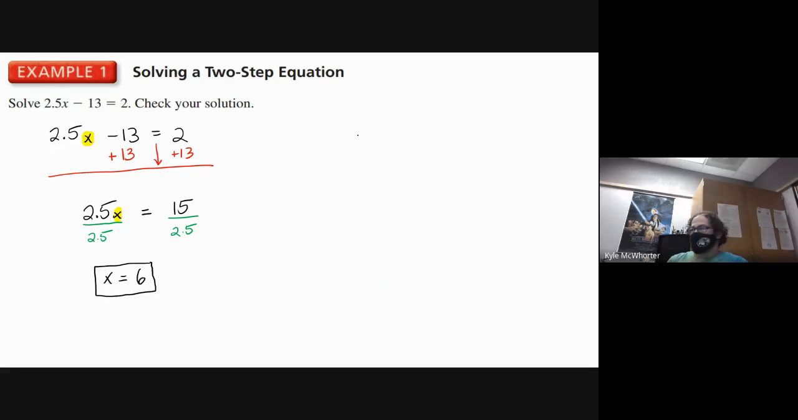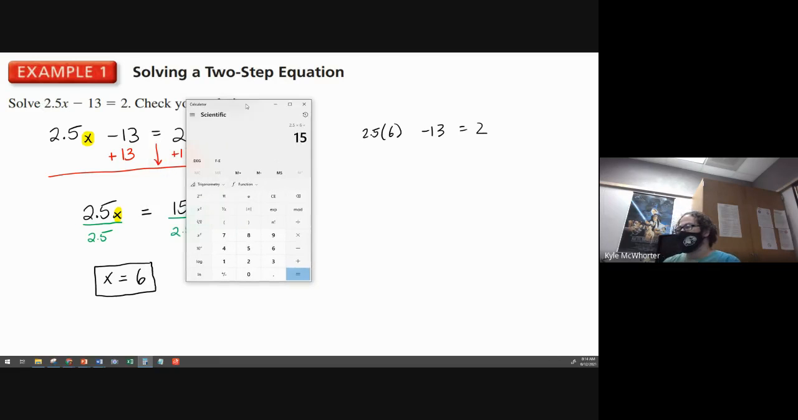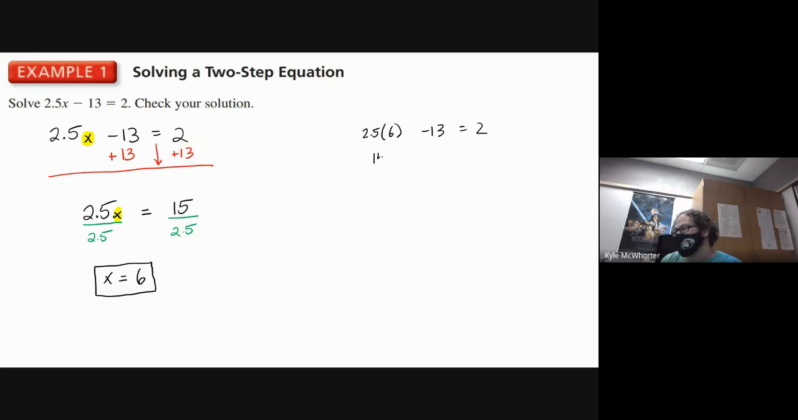And then you can check the solution. 2.5 times 6 minus 13. Does this work out? 2.5 times 6 is 15. So 15 minus 13 equals 2. Yes, so we're happy.